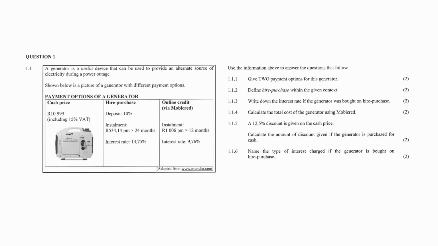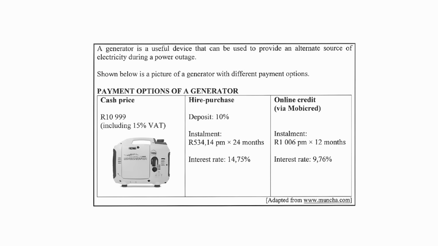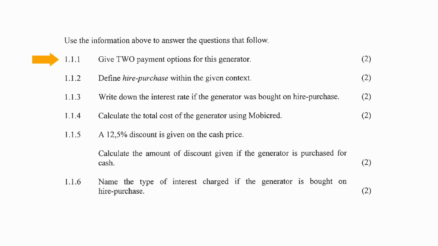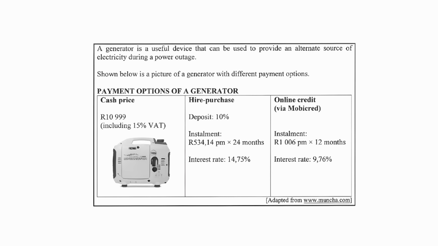Question 1.1 consists of 6 finance questions designed to assess your understanding of hire purchase, interest, costing, and discounts. You are given an advertisement for a generator with different payment options. In question 1.1.1, you have to give 2 payment options for this generator. From the advertisement, we are given 3 payment options, that is cash, hire purchase, or online credit. Any 2 options will be accepted as correct.